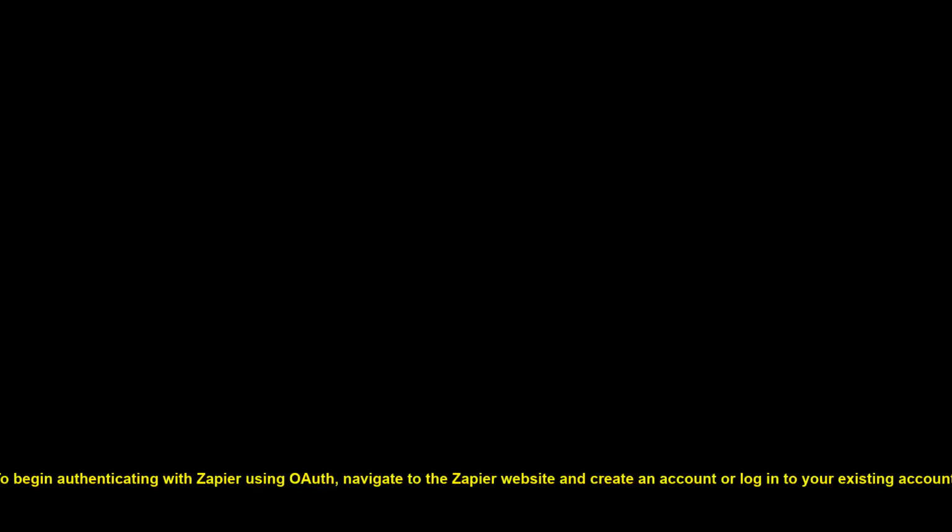To begin authenticating with Zapier using OAuth, navigate to the Zapier website and create an account or log in to your existing account. Once logged in, go to the My Apps section located in the dashboard. In the My Apps section, click on the Connect a New Account button. You will see a list of various integrations available.